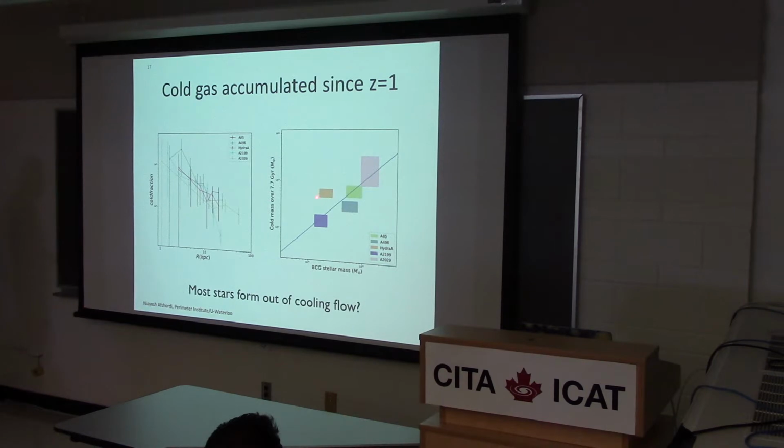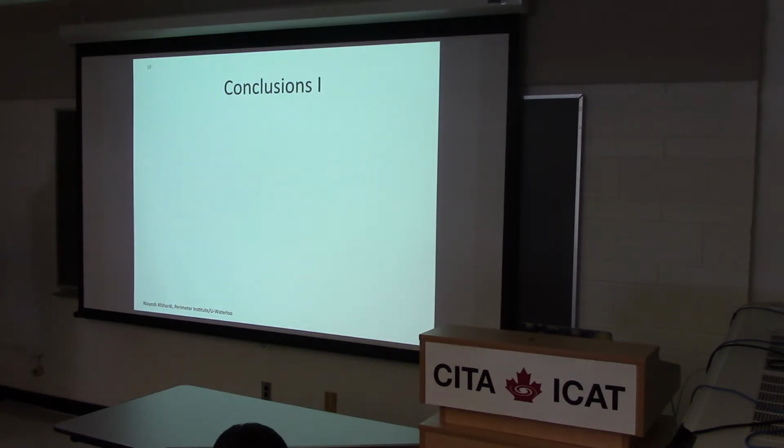There is this one cluster, Hydra A, which you overpredict. And it seems that the interpretation we have for that is that this cooling flow hasn't been in place for too long, maybe about a gigayear or so. So that's why if you assume it's been around for 7 gigayears, you overpredict the amount of cold gas. So that's the first part of the talk. And this is a paper that's coming out this evening.